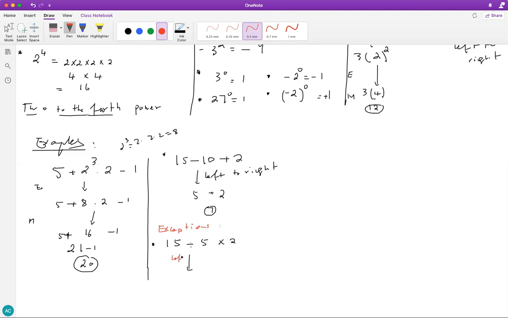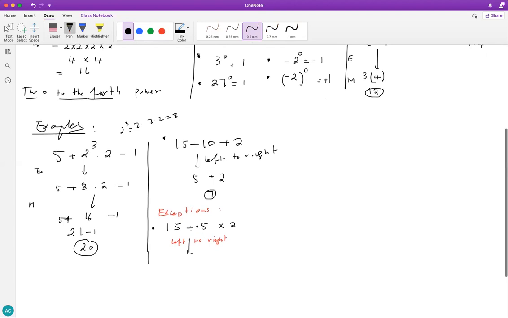Oh, professor, so if division comes first, you will still go left to right? Yes, just like addition and subtraction, so multiplication and division. So it would be 15 divided by 5, which is 3, times 2. That's the only exception. That's right, then that's 6.